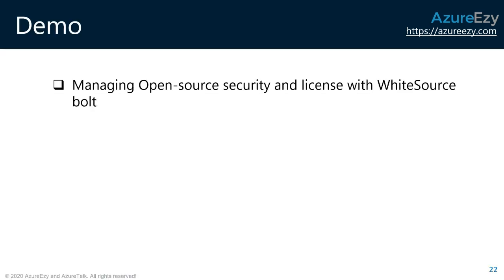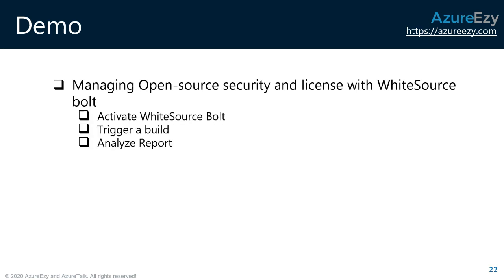In the lab, Sanjeev will be helping us with setting up open source validation, how you can validate open source security and license using WhiteSource Bolt in an Azure DevOps pipeline. He will walk us through WhiteSource Bolt. He will trigger a build and show us the report, what a WhiteSource Bolt report looks like and how you manage that.